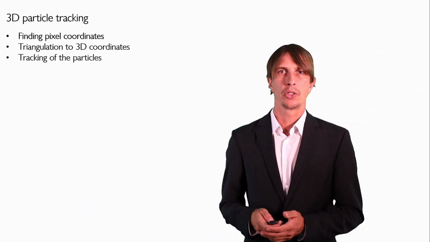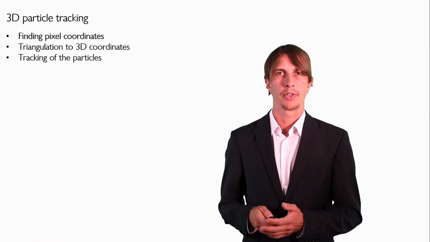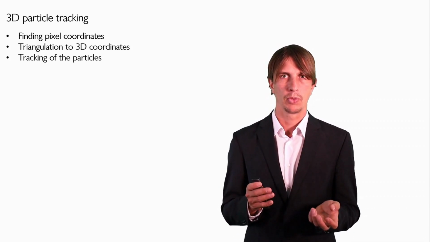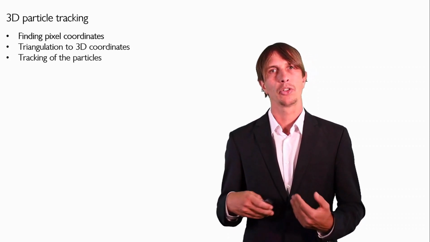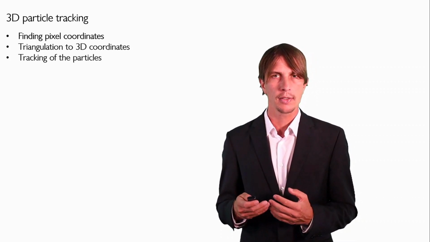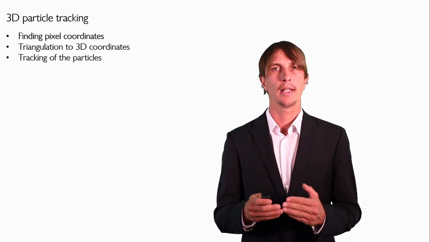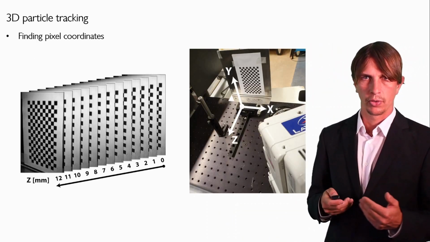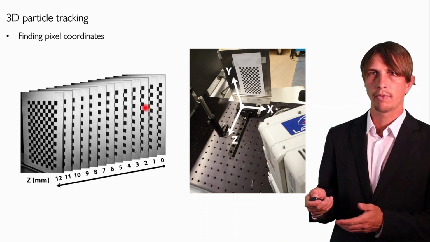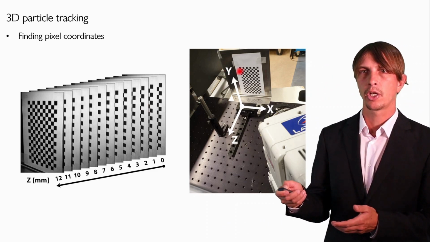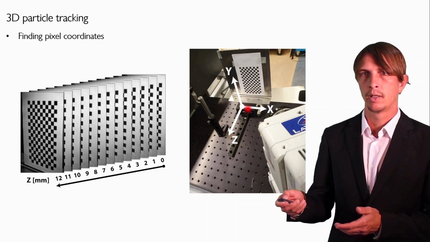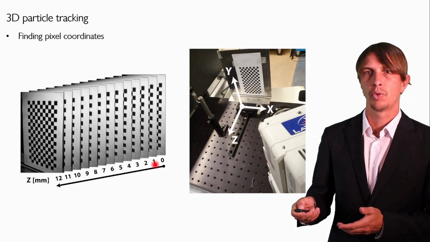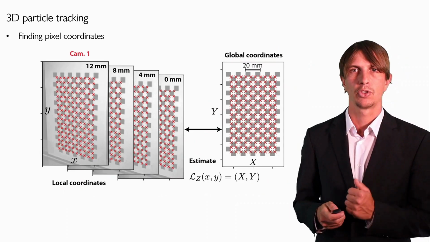For 3D particle tracking, we have done that in 3 steps. First, we had to find the pixel coordinates related between camera 1 and camera 2. Then we did a triangulation to obtain the 3D coordinates. And finally, we did a tracking of the particles. For the calibration along the Z direction, we have been using this checkerboard target that we have been moving along Z. Several images have been recorded both by camera 1 and camera 2.